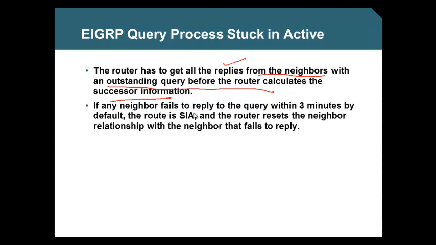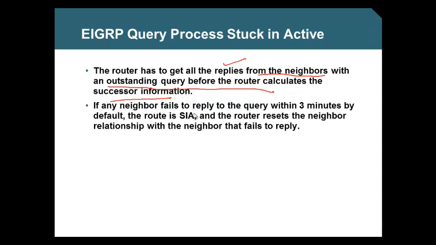We call this a stuck in active. So if any neighbor fails to reply to the query within 3 minutes, by default the router is stuck in active, meaning the router is going to reset the neighbor. The neighbor is not ready to respond. The neighbor is not in a position to respond. Maybe it is stuck. So we need to reset. So it resets the neighbor relationship.